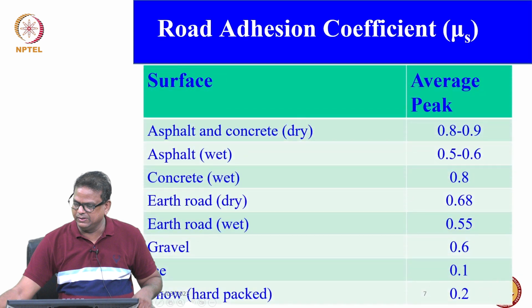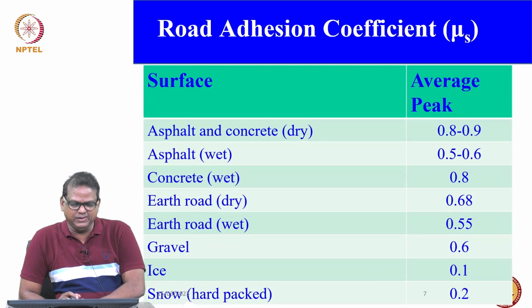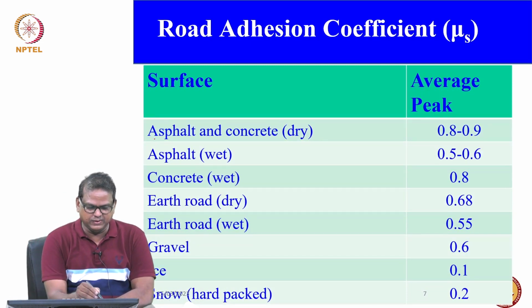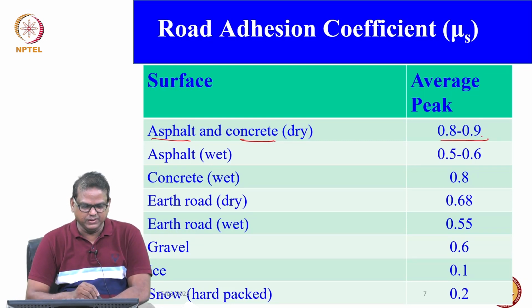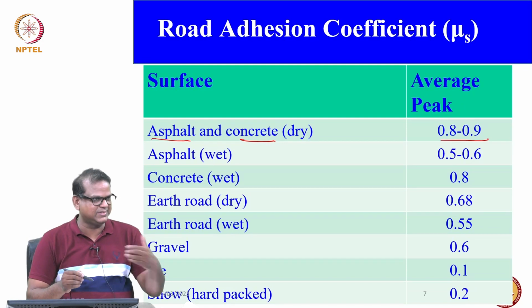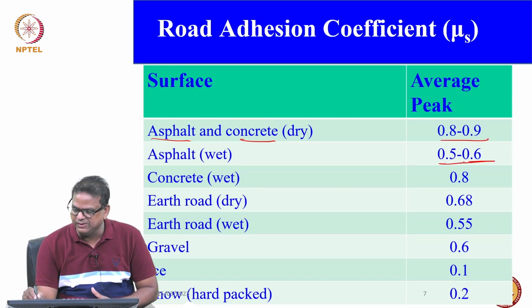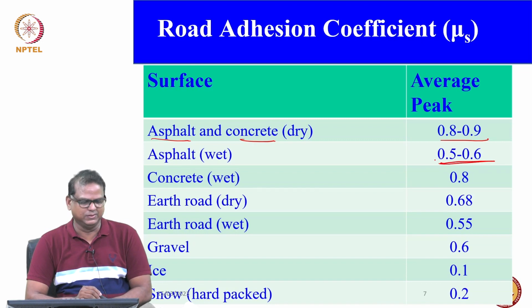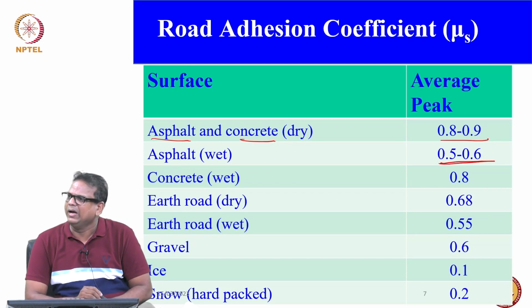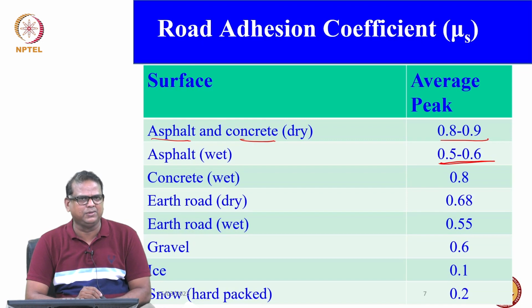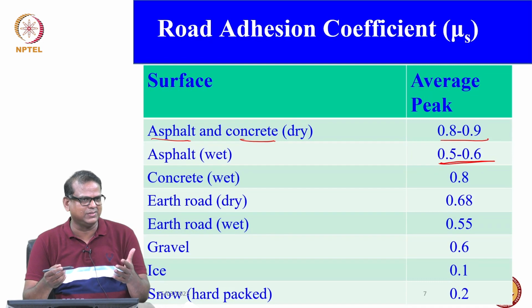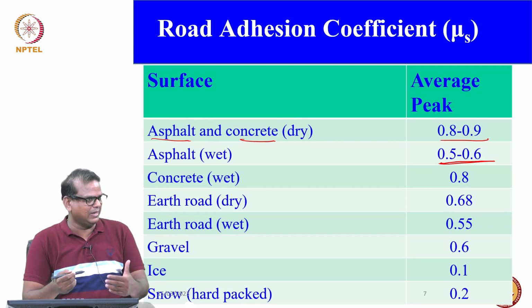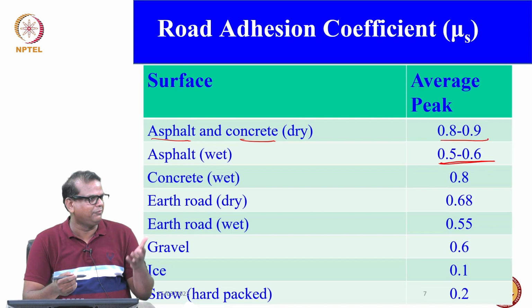Look at this, it is given for various conditions. For asphalt and concrete it is 0.8 to 0.9, clearly given. The moment you go to a wet surface, the road adhesion factor drastically reduces. I'm sure you would have seen this when driving during the rainy season, it's always skiddy. Skidding happens because the friction is drastically reduced during wet conditions.